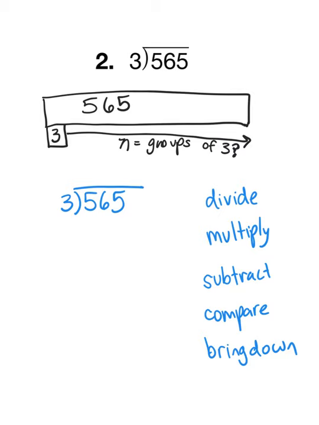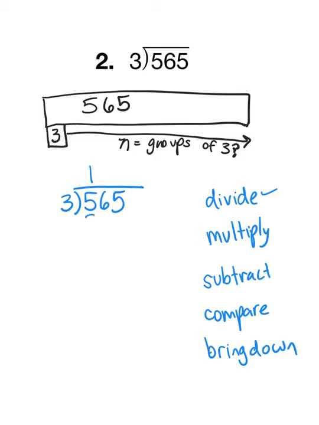Okay, now I think of these problems as being kind of like hopscotch because you kind of have to hop around in this weird pattern in order to solve it. Let's start with 5 divided by 3. How many groups of 3 can go into 5? Just 1. 1, so that's our divide.